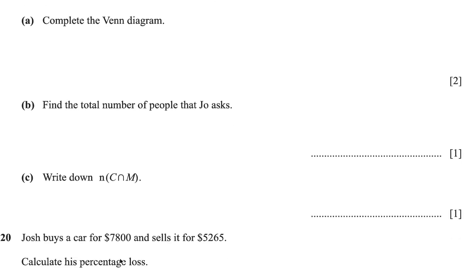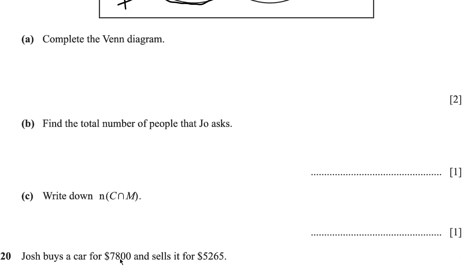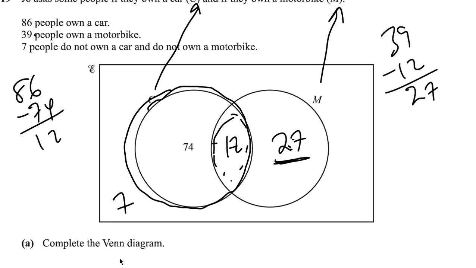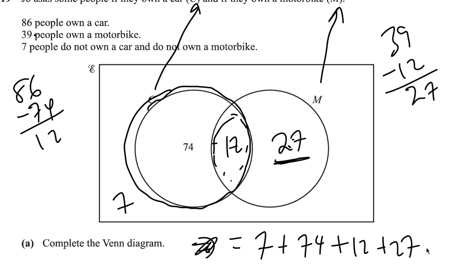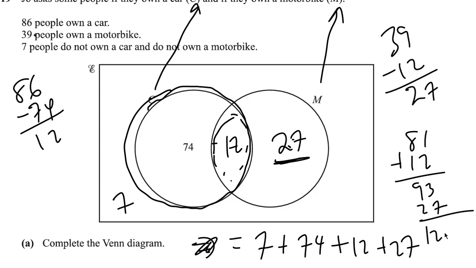B goes on to say, find the total number of people that Joe asks. So to get that, it's simply the summation of every single part of this Venn diagram. So it's simply going to be equals to 7 plus 74 plus 12 plus 27. 7 plus 74 is 81. 81 plus 12 is 93. And 93 plus 27 is 120. Right?